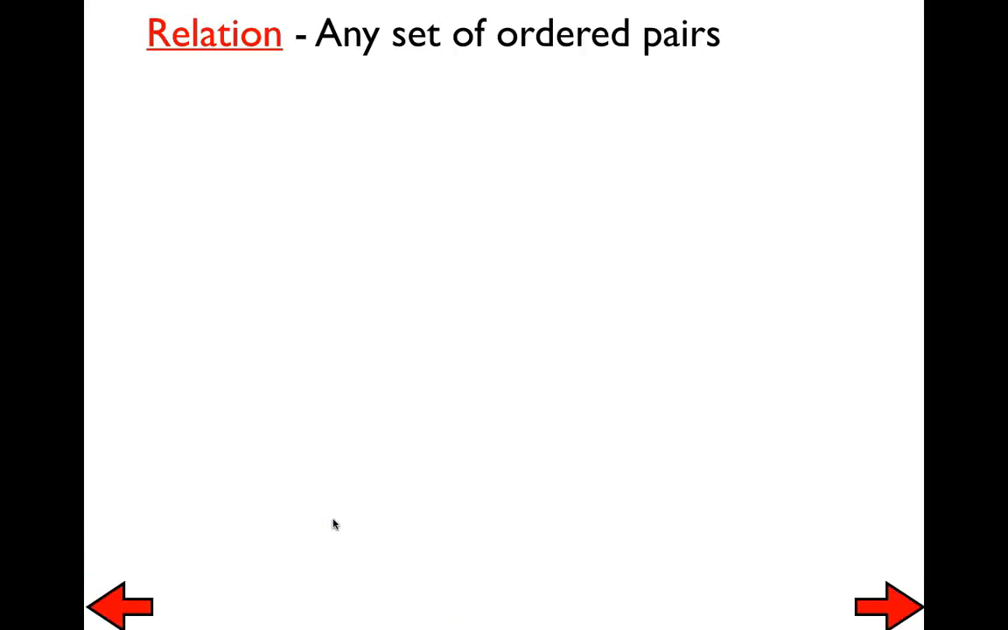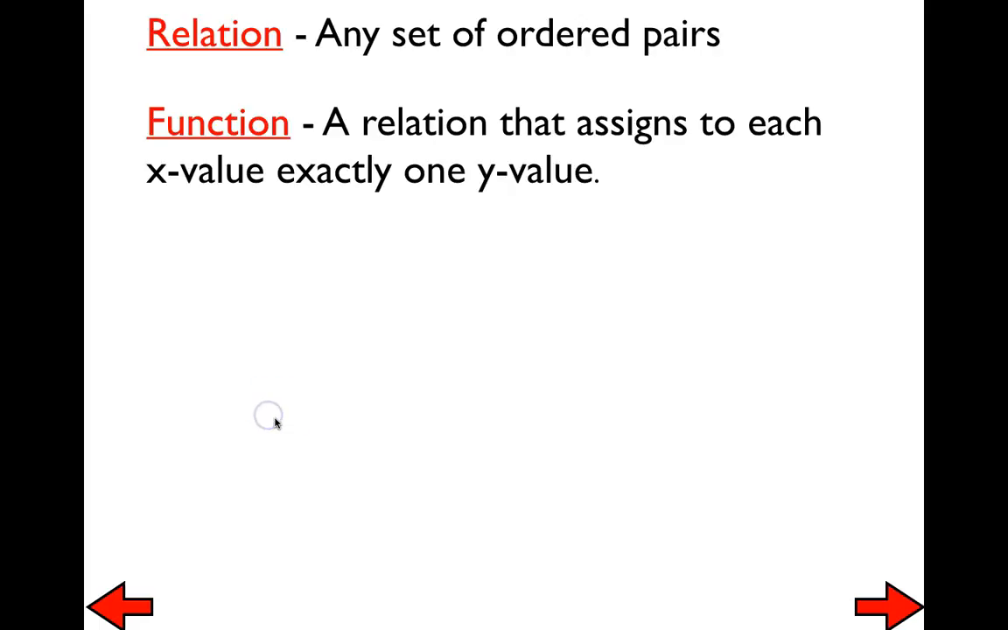So first, what is a relation? A relation is basically any set of ordered pairs. Okay, what is a function? Well, a function is a relation that assigns to each x value exactly one value. So in other words, for every x value, there is one unique y value.